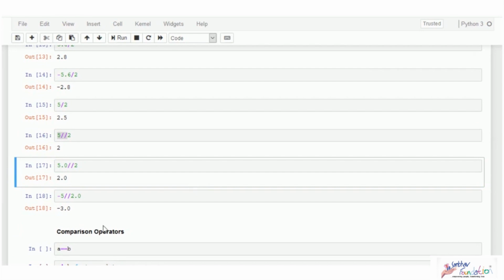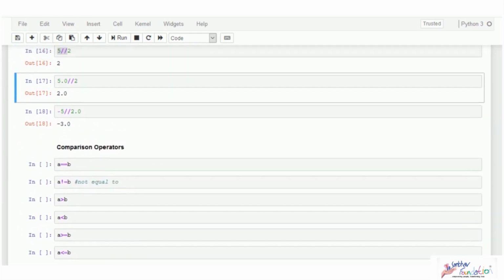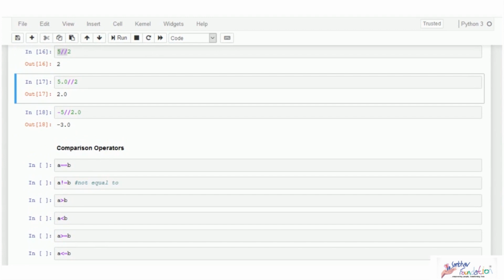Next we have the comparison operators. So as the name suggests, they compare the operands. If we use comparison operators, the answer is either true or false, depending upon if the comparison is correct or wrong. So true and false are the two values of Boolean data type.